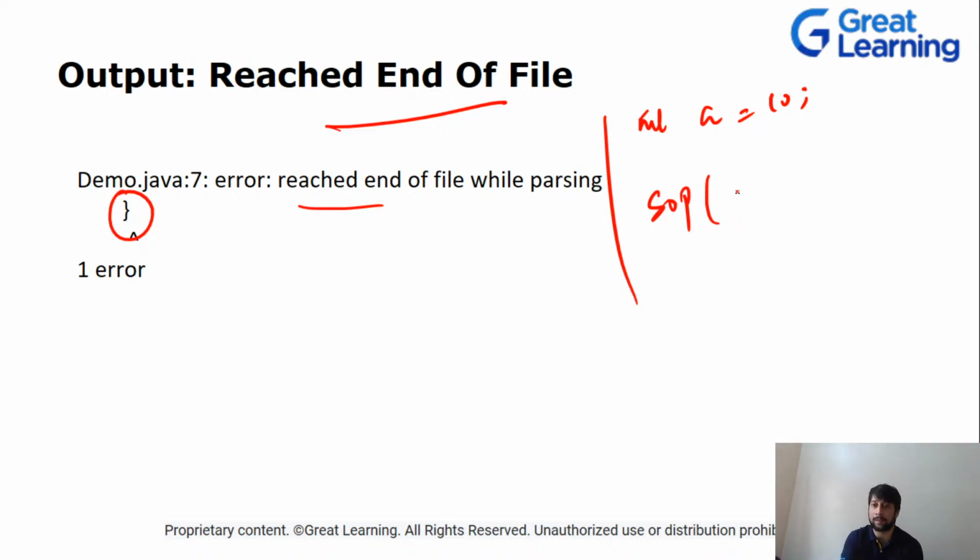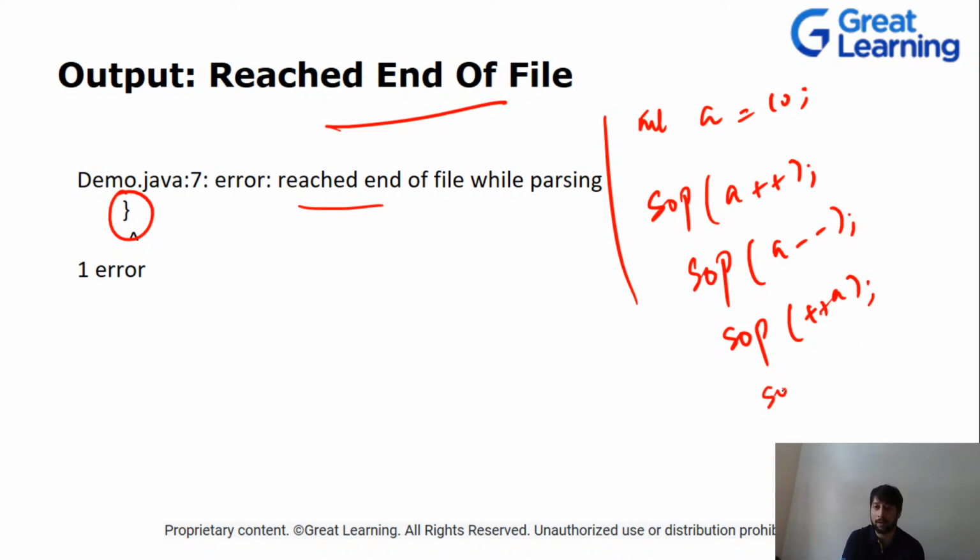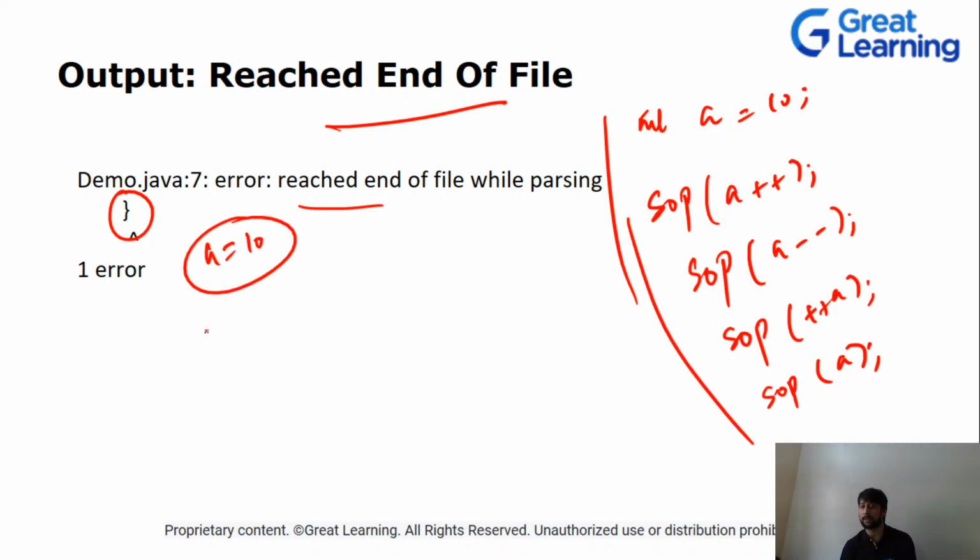So you wrote sop a plus plus, then sop a minus minus, then sop plus plus a, then sop a. What will be the output? Int a has been defined as 10. You can write it in a single line, like 10, 11, 12, 13. There are four possible answers. Quickly guys, what will be the output?